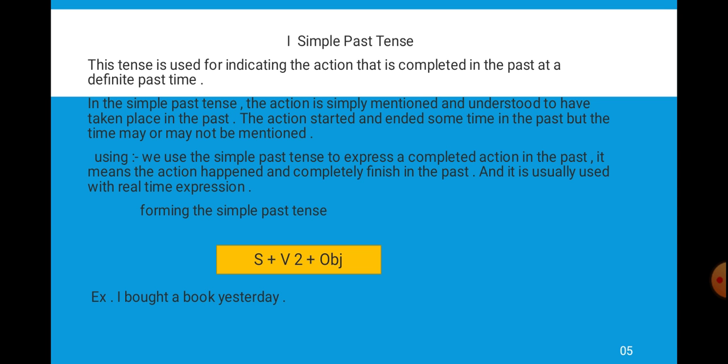We use the simple past tense to express a completed action in the past. It means that the action happened and completely finished in the past, and it is usually used with a real time expression. Forming the simple past tense: subject plus verb second form plus object. I bought a notebook yesterday.